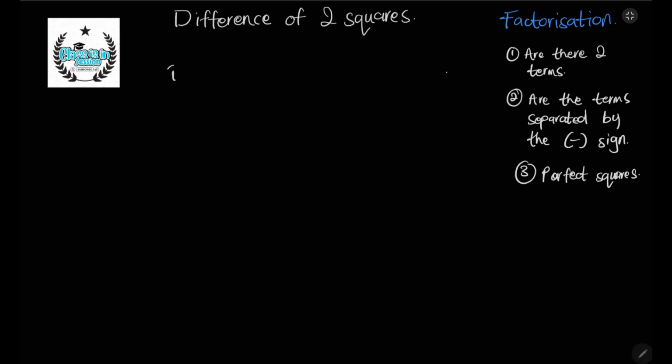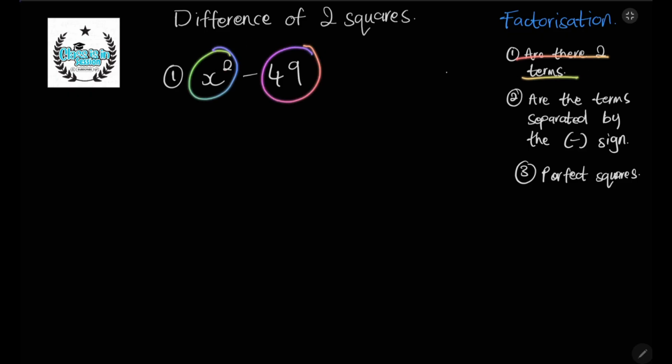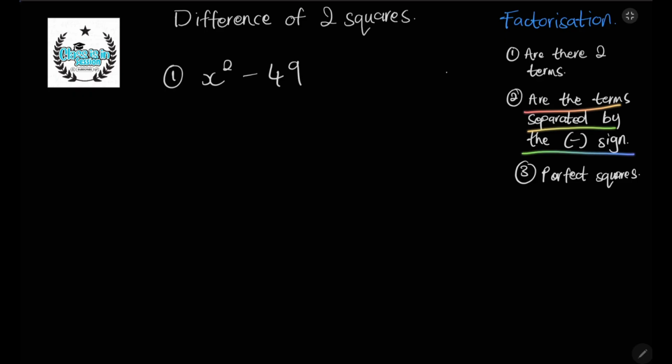Now let's start with the first example. Let's try x squared minus 49. We have a checklist on the right hand side, right? What's the first condition? Are there two terms? We have x squared and 49. Remember, terms are separated by the minus sign. So we have term 1 and term 2. Yes, we do have two terms. Are the terms separated by the minus sign? You have a minus sign there. Yes. So we've met this condition as well as that one.